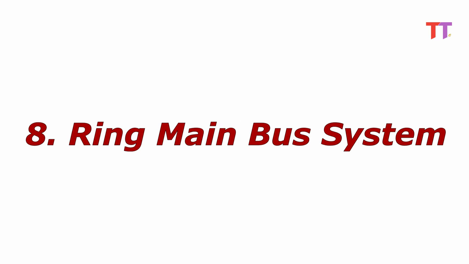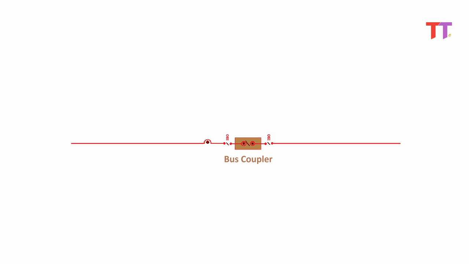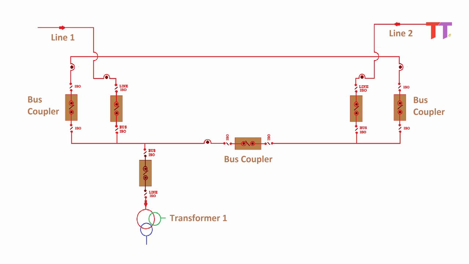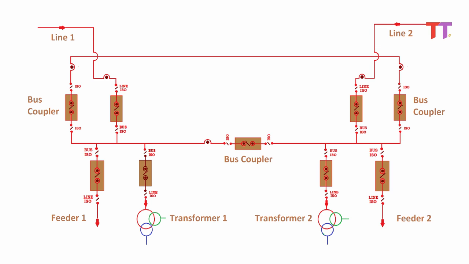8. Ring main bus system. This is an improvised version of the sectionalized busbar system. As shown in the diagram, sectionalized busbar ends are connected with another busbar, with bus couplers, to form a closed loop. Hence called the ring main bus system. And on the loop different incoming and outgoing circuits are connected, such as line 1 with its breaker and isolators, similarly line 2, transformer 1, transformer 2, feeder 1, feeder 2 with their respective breakers and isolators.